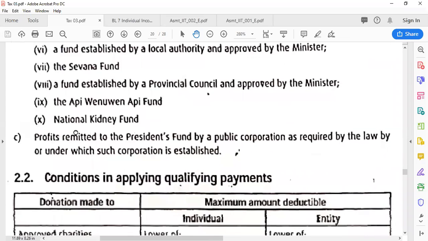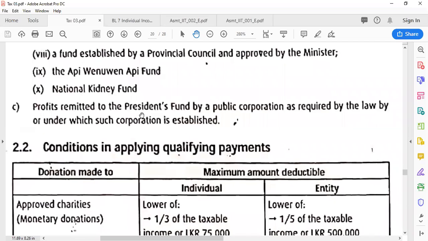Third one, a profit remitted to the President's Fund by a public corporation as required by the law by or under which such corporation is established.